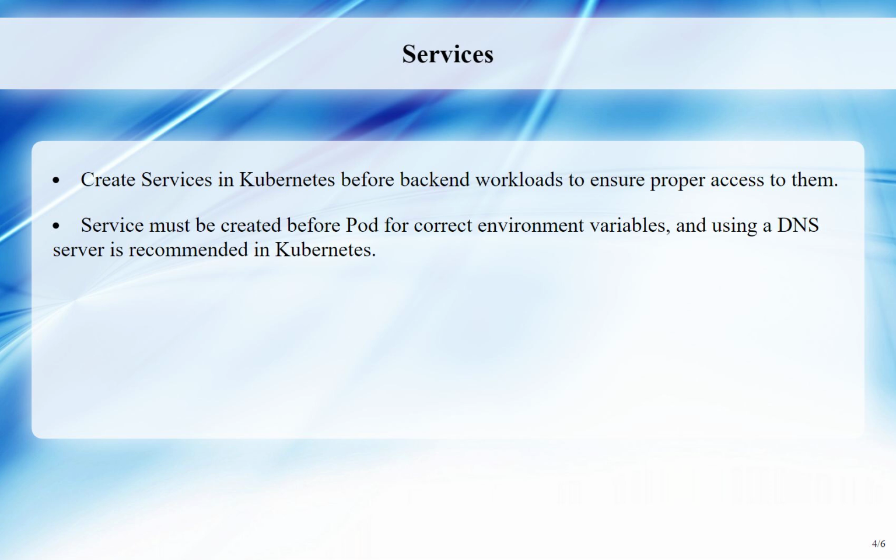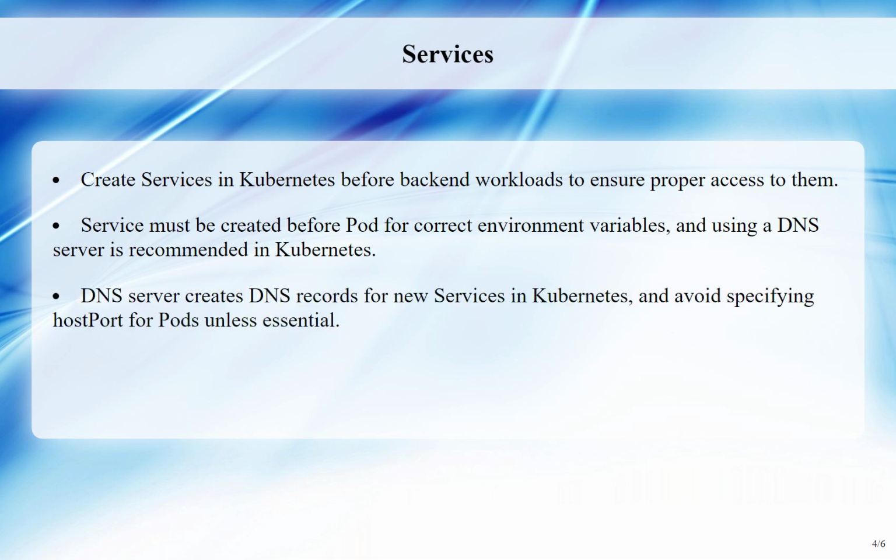While DNS does not have this restriction, it is still recommended to use a DNS server as a cluster add-on in Kubernetes. The DNS server watches the Kubernetes API for new services and creates DNS records for each, enabling all pods to automatically resolve service names. It is advised not to specify a host port for a pod unless absolutely necessary, as it limits the scheduling options for the pod.